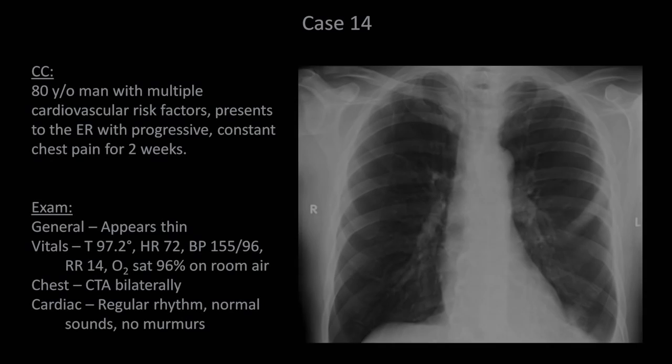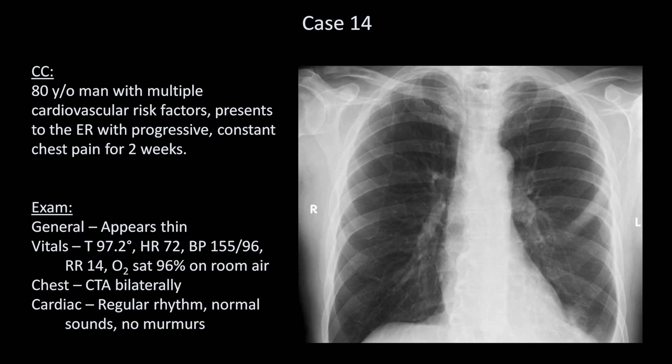Case 14. An 80-year-old man with multiple cardiovascular risk factors presents to the ER with progressive, constant chest pain for 2 weeks.